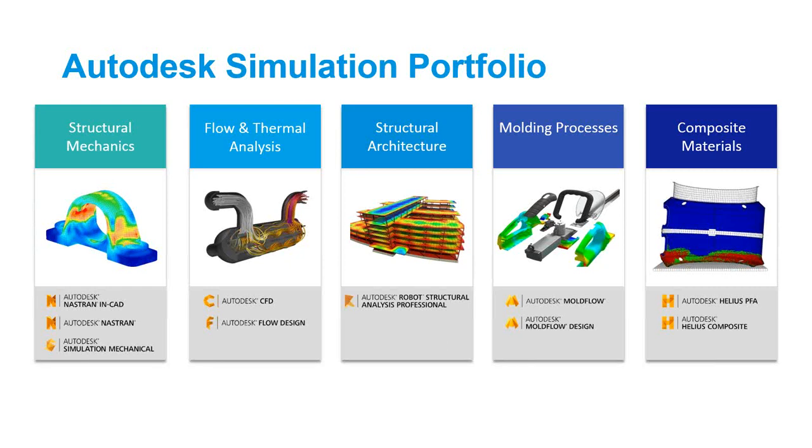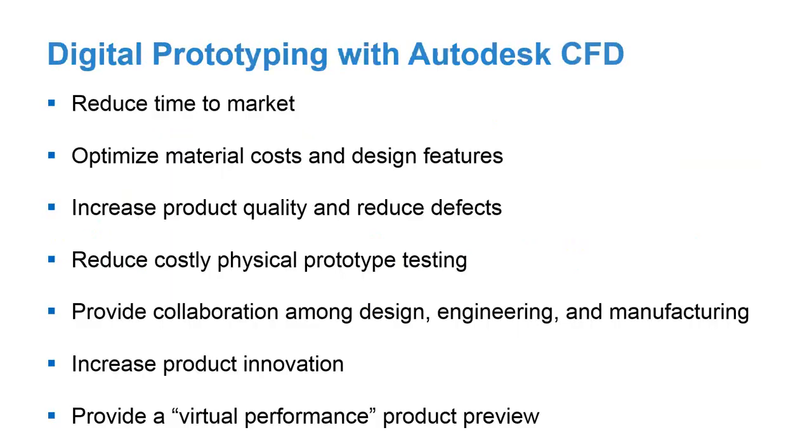What we're going to focus in on today is the flow and thermal analysis out of CFD, and CFD is computational fluid dynamics, where it's basically a finite element program that allows for the movement of fluids. And a fluid is anything that's not a solid, so it's air or a gas or a liquid or even something somewhere in between. There's also the Flow Design product that's available. As well in structural engineering, they have the Robot Structural Analysis Professional. They can optimize molding processes through Moldflow and analyze them using the Helius products. So let's focus in on Autodesk CFD.